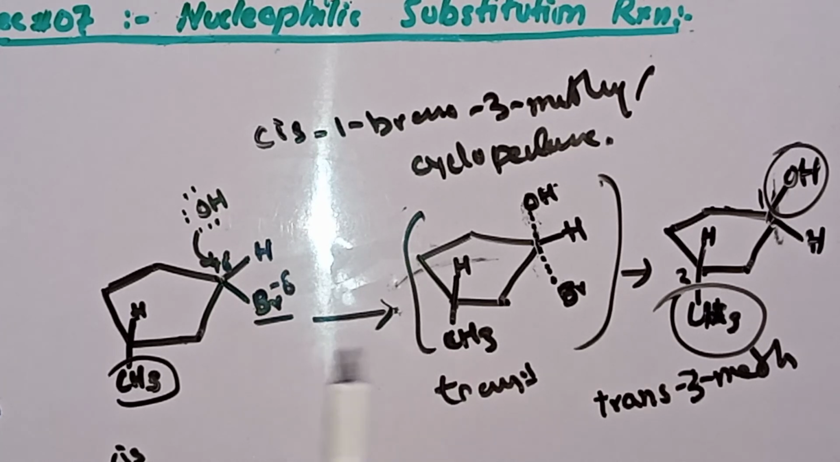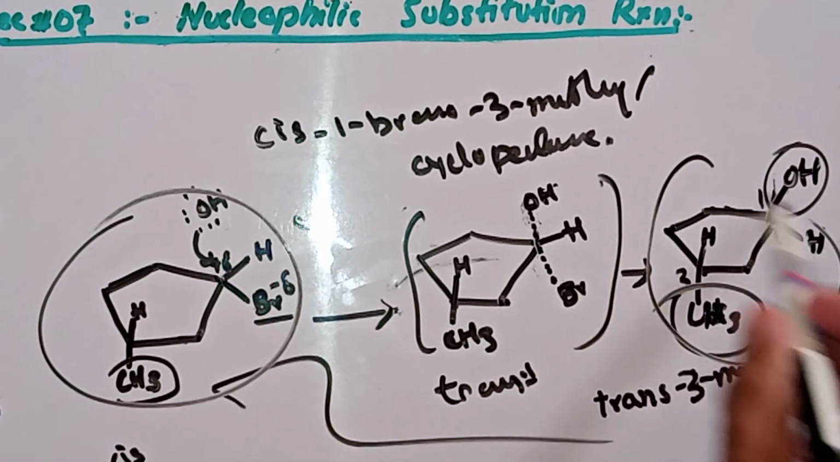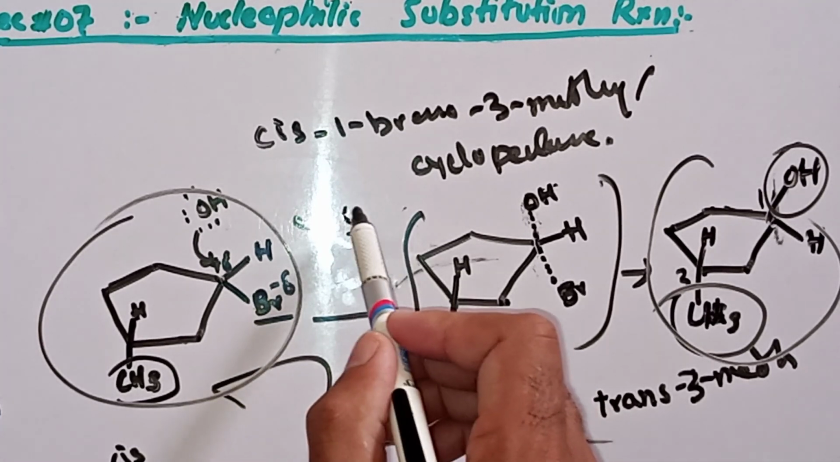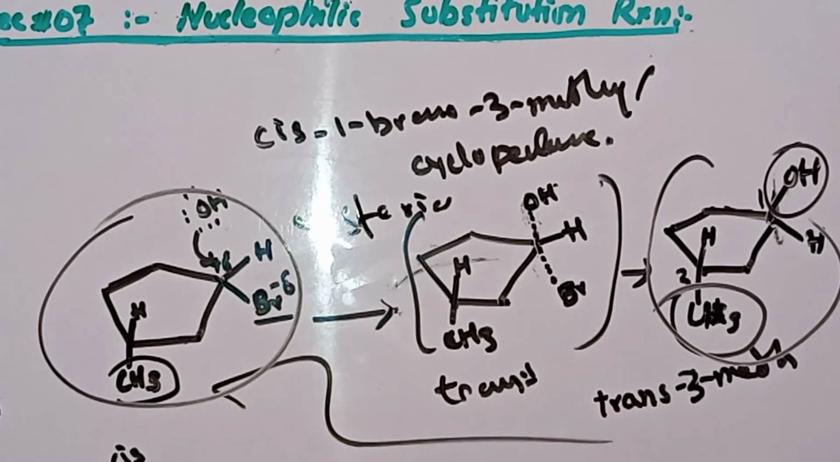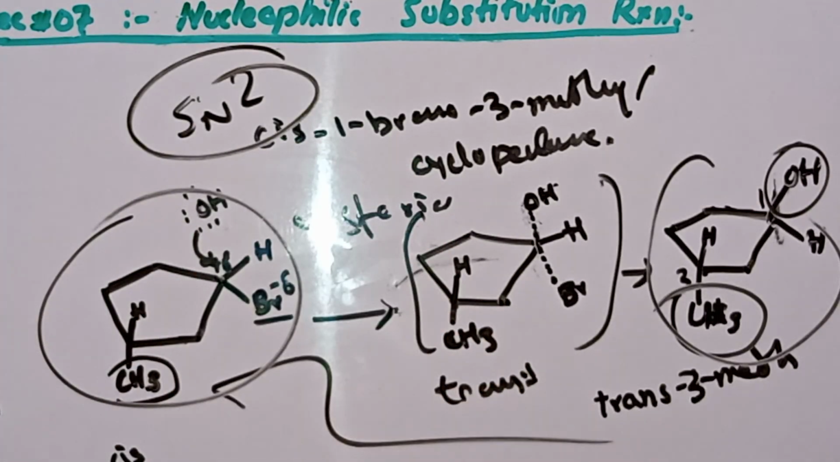So the inversion in this reaction produces a stereoisomer, and these two are stereoisomers of each other. Stereoisomers are those isomers in which the stereochemistry is different, meaning one is cis and one is trans. I hope this point will be clear. This was lecture number 7, the stereochemistry of bimolecular nucleophilic substitution, the SN2 reaction. I hope it will be clear.